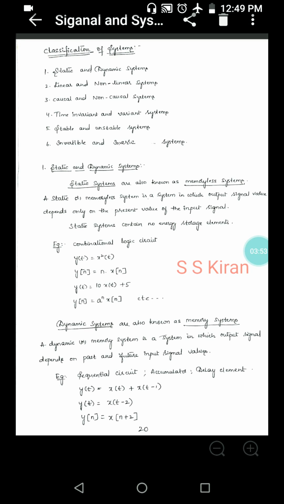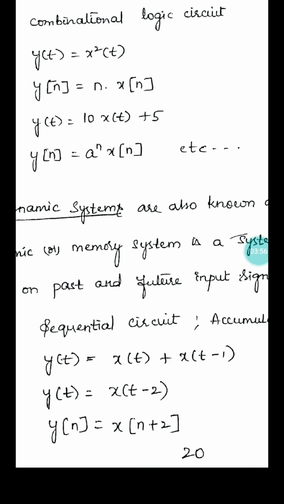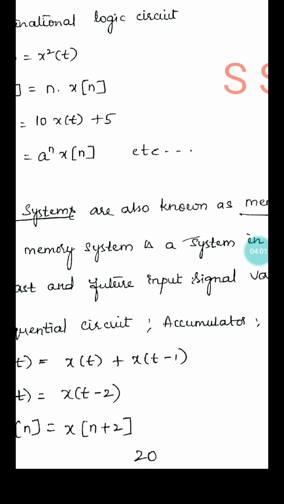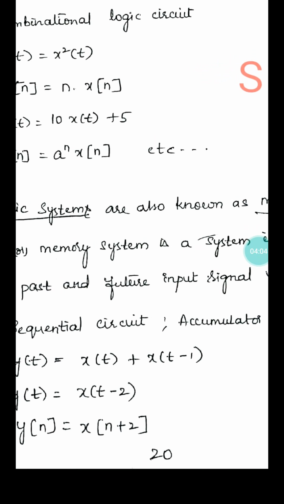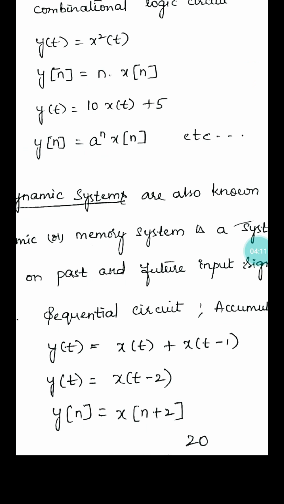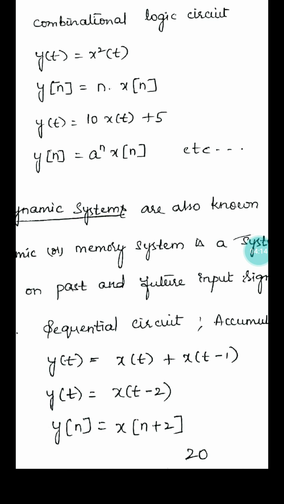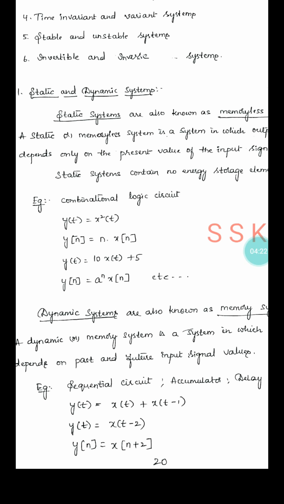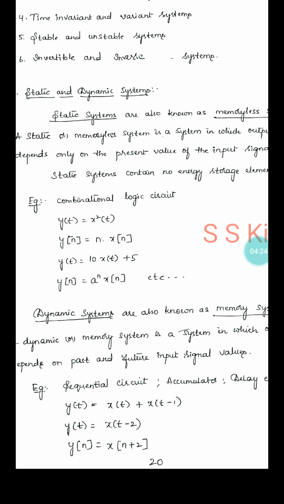I will show some mathematical expressions so you can understand. See here, y of t is equal to x of t plus x of t minus 1. This x of t minus 1 is the past input signal. Okay, these signals are past or future. y of t is equal to x of t minus 1 is past. y of n is equal to x of n plus 1 is future. Systems whose output depends on past and future input signal values are the dynamic systems.